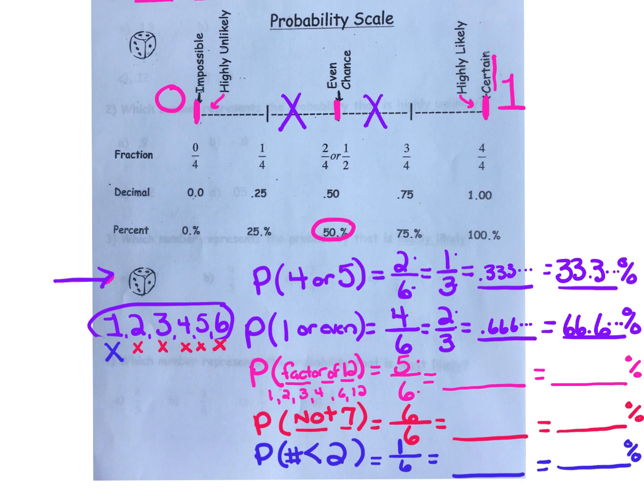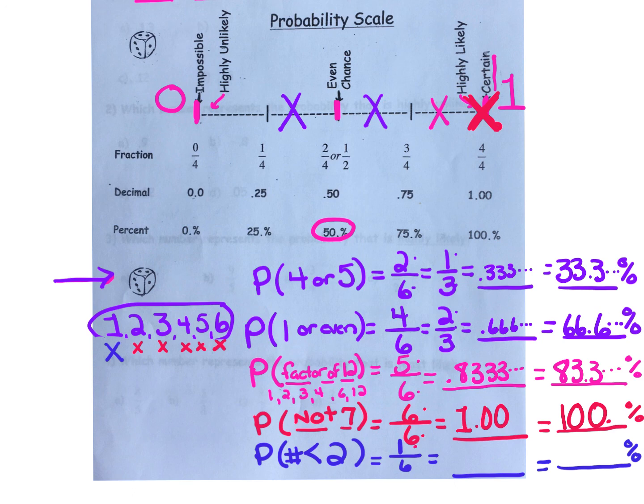Our next one, 5/6, well, that's 0.8333 repeating, which is a little bit over 83%. That puts you right about here on the probability scale. And of course, 6 divided by itself gives you 1. And when we convert that to a percent, it's 100% probability. We are certain that that event is going to happen.